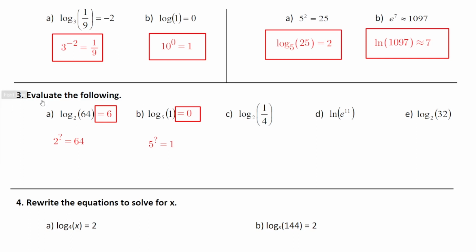Log base 2 of 1/4. Okay, so this one's a little trickier. 2 to what power is 1/4? Now you might notice that 4 is 2 squared. So you could think of this as being 1 over 2 squared. So in order to get this power in the denominator here, we need a negative exponent. So this is going to equal -2.